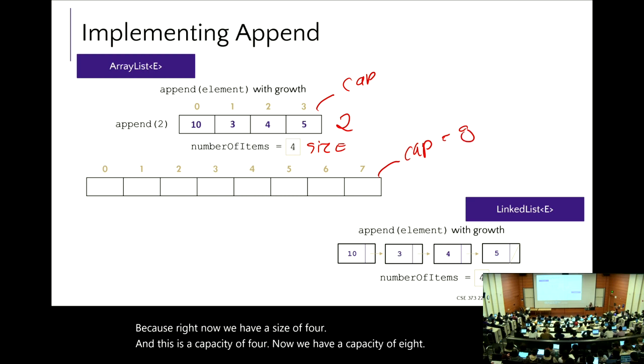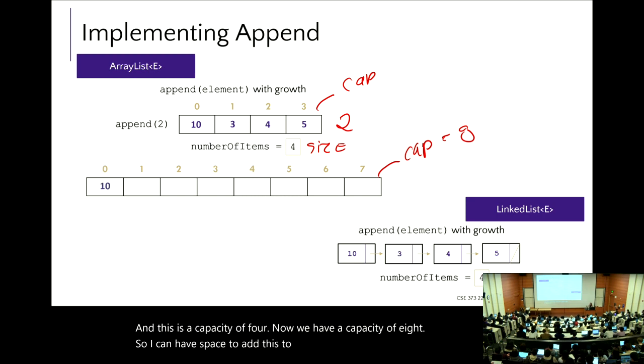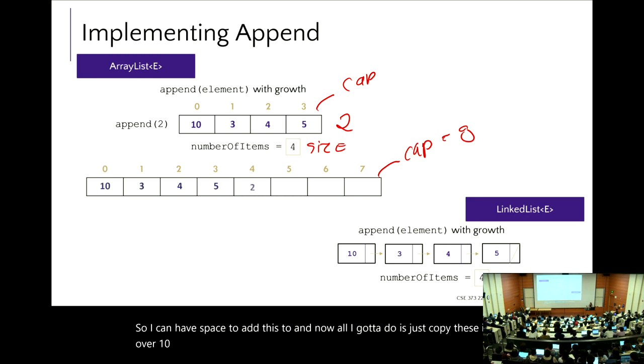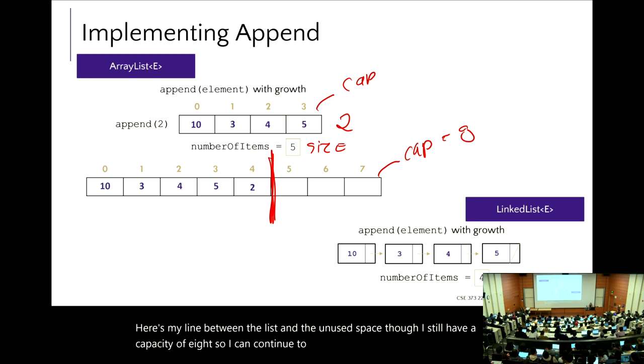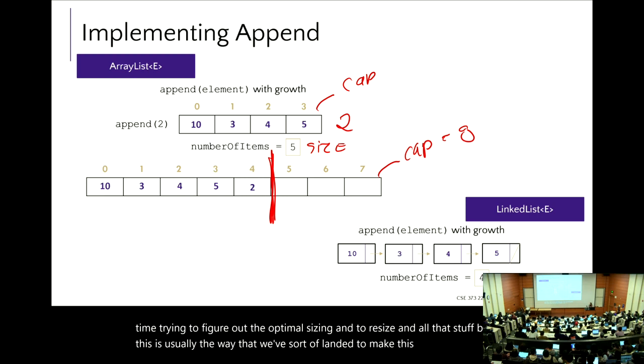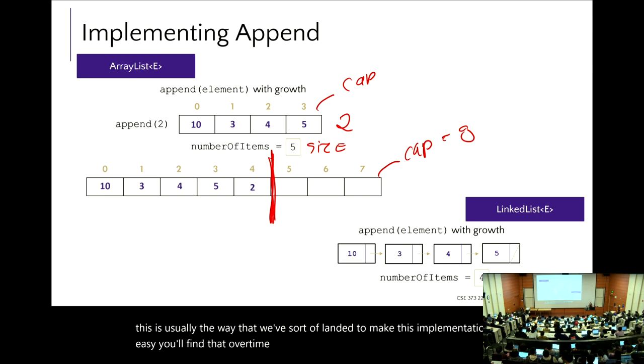So I have space to add this, and now all I've got to do is copy these items over. 10, 3, 4, 5, and then I can append that 2. And so now I have a size of 5. Here's my line between the list and the unused space, though I still have a capacity of 8, so I can continue to grow this list. That doubling thing is just, again, convention. There are wonderful researchers that spend an infinite amount of time trying to figure out the optimal sizing and when to resize and all that stuff, but this is usually the way that we've landed to make this implementation easy. You'll find that over time, eventually you get to an array that's so large you don't really do a lot of this doubling anymore.